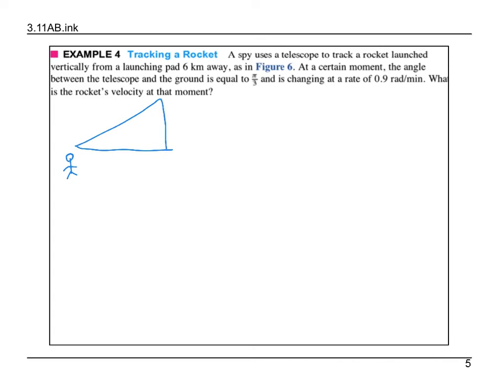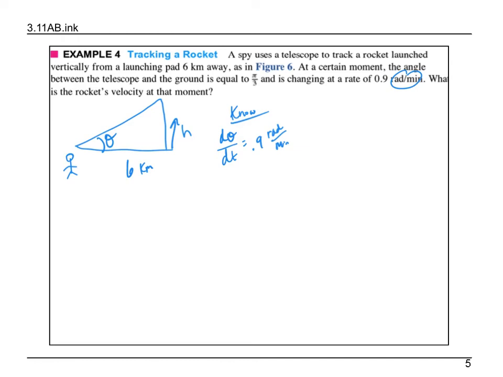They are looking at a rocket that's launching upward here. They are 6 kilometers away. That is a constant. That distance doesn't change, but the angle does change, and the height does change. I'm given that dθ/dt is changing at 0.9 radians per minute. I know it's a dθ because of the unit radians per minute.